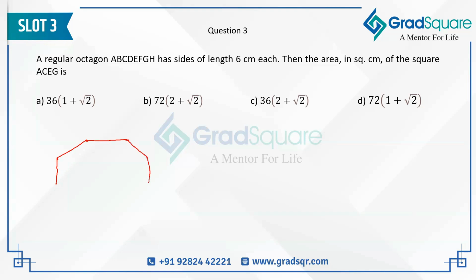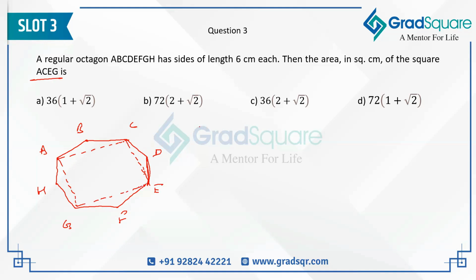So let's quickly finish this off. Now this becomes your octagon. And this is a regular octagon of side 6 each. So we are looking at naming it as A, B, C, D, E, F, G, and H. All right. Now, the area in square centimeter of the square ACEG. So if you look at ACEG is what they're looking at. So this is the square that they're trying to find out, right?